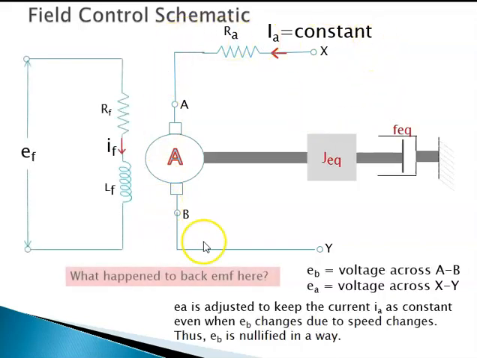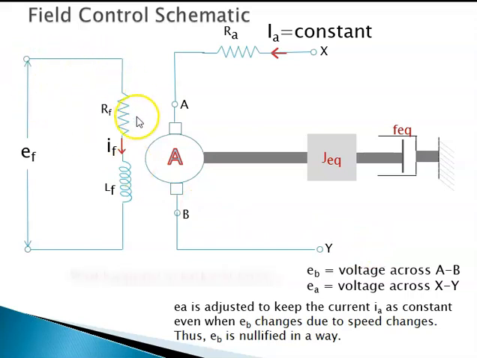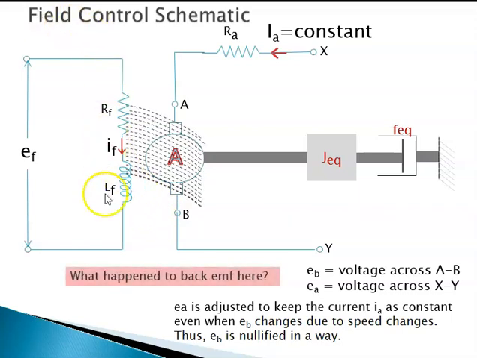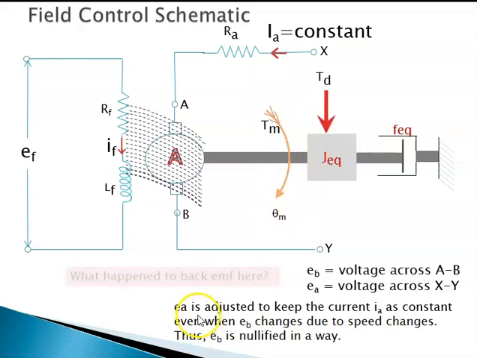Well, this shows the armature circuit and this shows the field circuit. IA is kept constant here and EF is varied to achieve different torques. RF is the resistance in the field circuit, LF is the inductance in the field circuit, IF is the current flowing in the field circuit. When a supply is given to the field circuit, you have magnetic lines, and these magnetic lines cut the conductors in the armature, and when that happens, a torque is produced. Again, you have this disturbing torque.